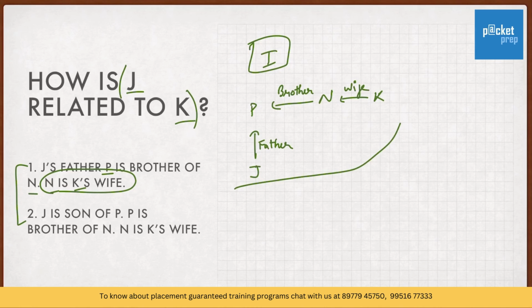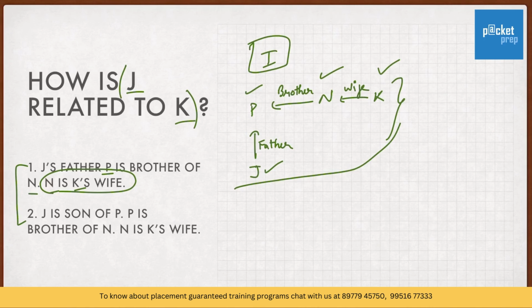Now let's find out whether this information is sufficient to answer the question or not. J's father is P, P's brother is N, and N's wife is K. According to this diagram, it is important that you know the family relations. Go through the blood relations chapter which I have explained earlier. Because all the data sufficiency questions will be asked from different concepts like coding, decoding, blood relations, direction sense test, ranking, time sequence test, sitting arrangement and puzzles, arithmetical reasoning, and mathematical operations. All these together, they'll be asked in the data sufficiency questions. So make sure you're perfect in all other topics.